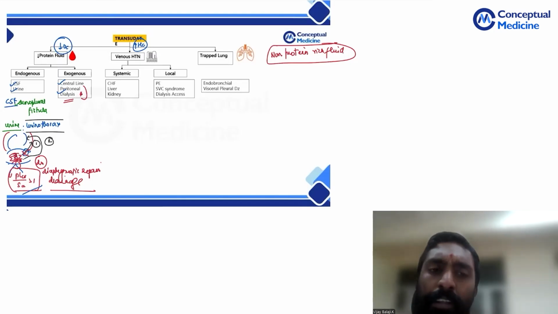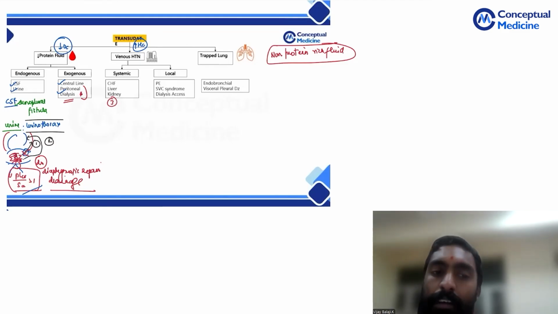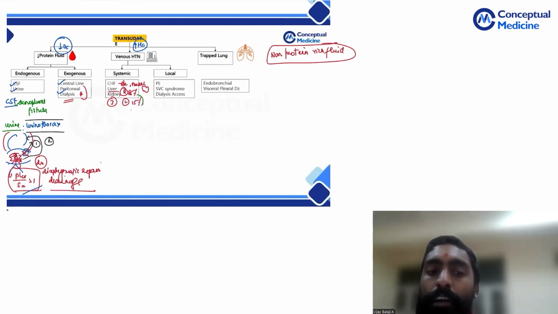Next, you can have venous hypertension, which can be systemic or local. Systemic causes of venous hypertension would be three: cardiac failure, liver failure, renal failure. In cardiac failure, usually the effusions are bilateral and small with an associated enlarged heart, or cardiomegaly. In liver failure, usually it is going to be right-sided in about 85% of the patients. Left-sided effusions you can get in 15%. So whenever you have it only on the right side, you call it a hepatic hydrothorax.